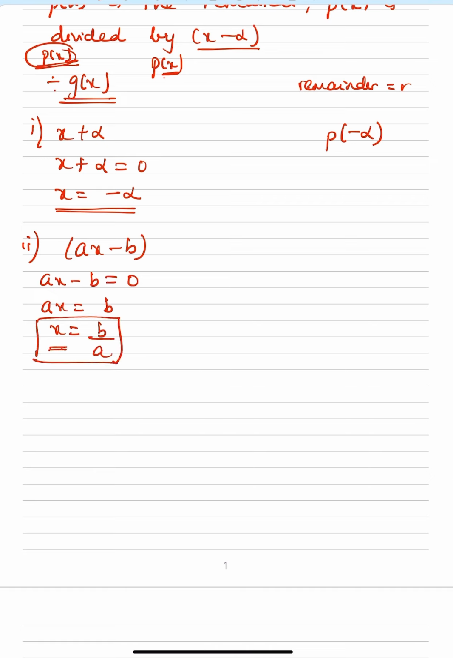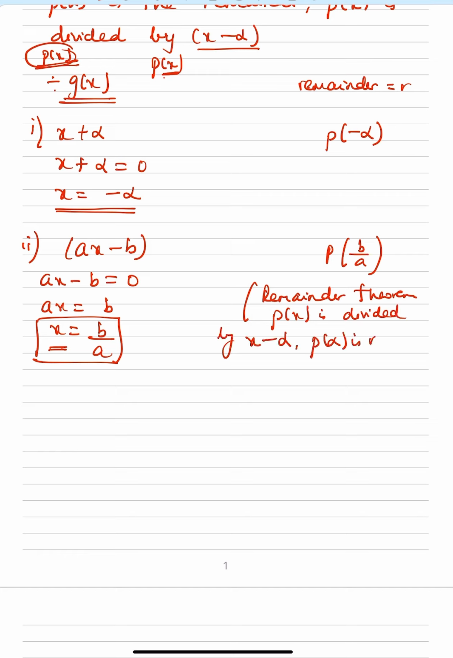Now putting x is equal to b upon a, we know the remainder theorem, correct? Whatever the value of alpha is, p of alpha is the remainder. So p of b upon a is the remainder. Why? Because in the remainder theorem it is said that when p of x is divided by x minus alpha, then p of alpha is the remainder. Correct? Got it now? Can you understand?